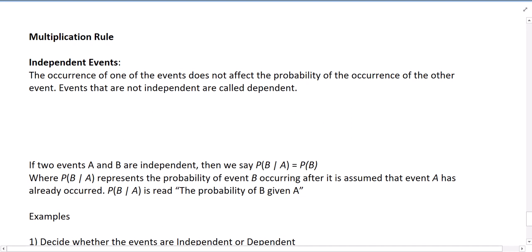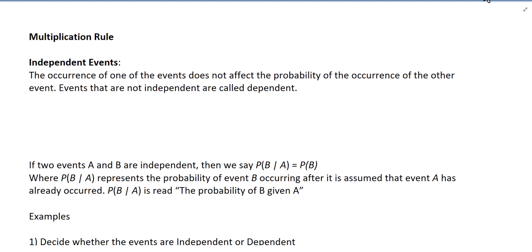Hi there, in this video we're going to continue our discussion of the rules of probability, moving on to the multiplication rule. So this is part 3 of our rules of probability video series. In order to get to the multiplication rule, first we need to figure out what it means to be independent. When you have two or more events, what does it mean to be independent?